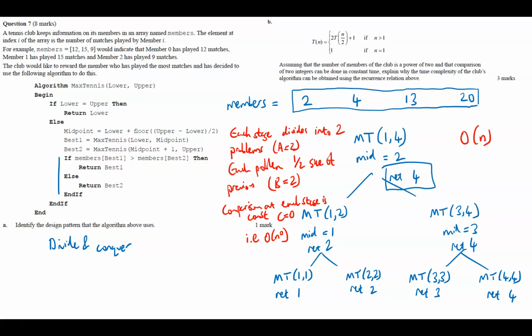So hopefully, folks, you've seen now how we can identify the numbers A, B, and C from a real algorithm and put them into the master theorem.